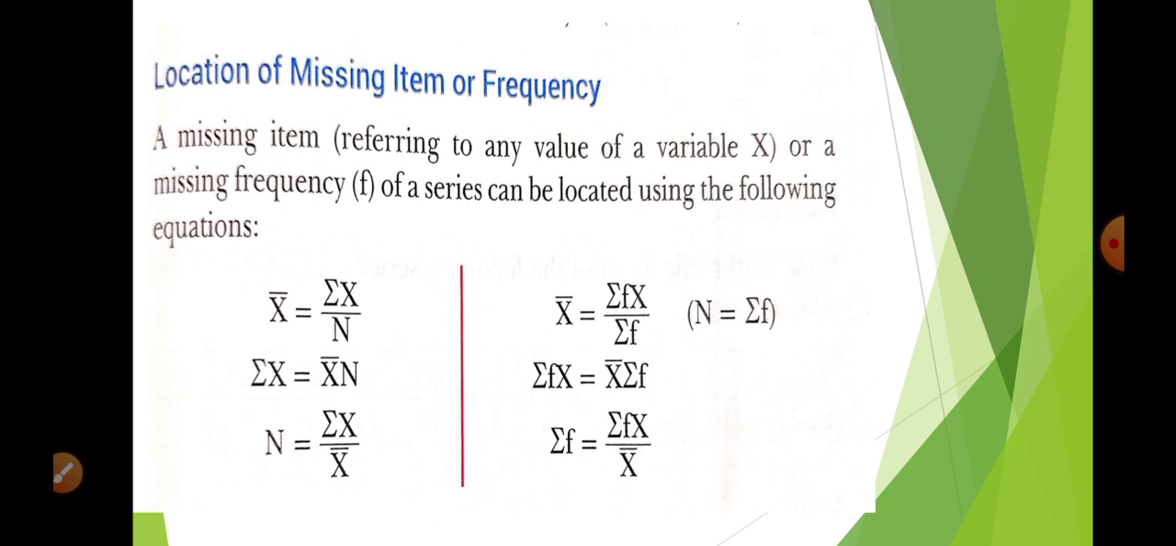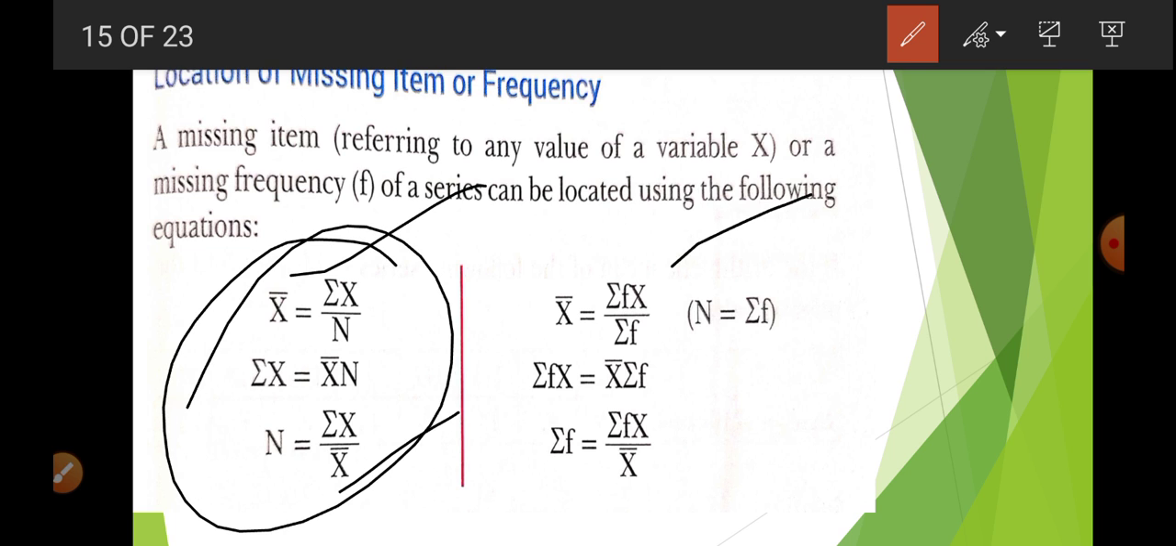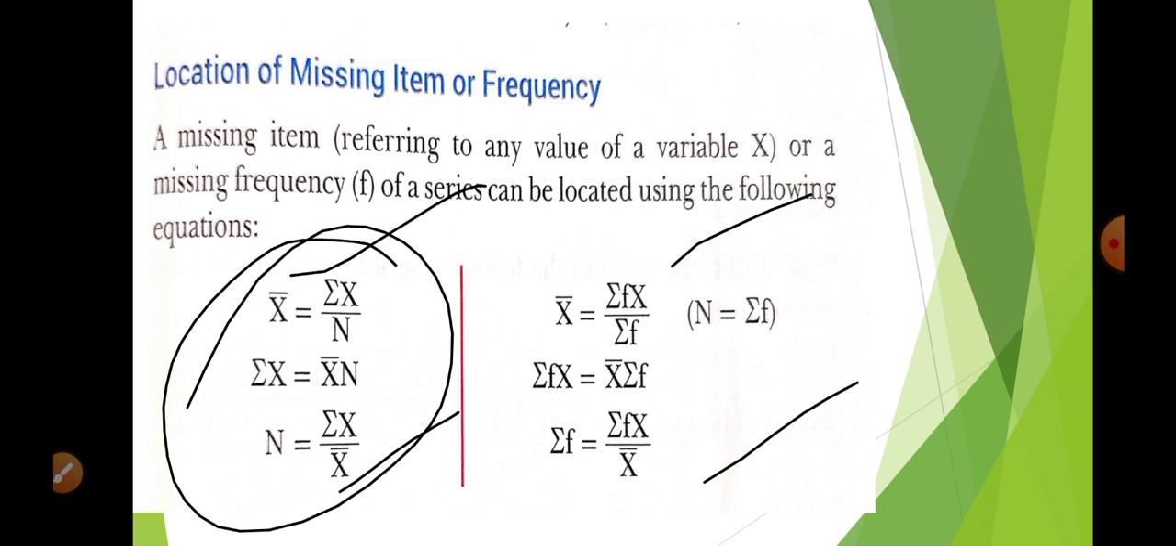Now, location of the missing item or frequency. If in the question there is a missing x value or a missing frequency, this is the equation to find it out. In case of a missing value, we use this equation. In the case of a missing frequency, we use this equation. By solving the questions, we are able to do it.